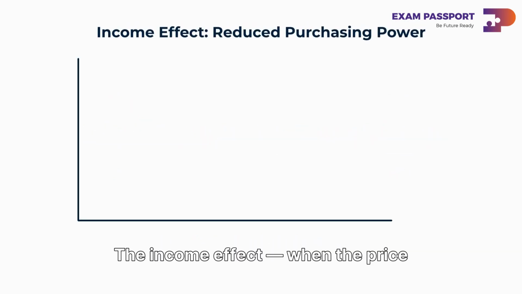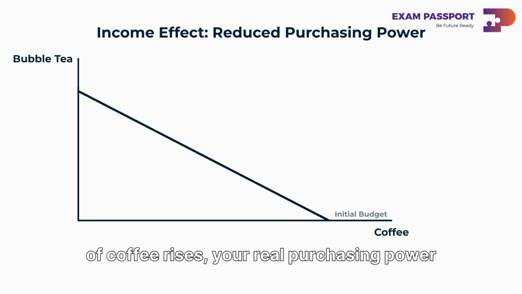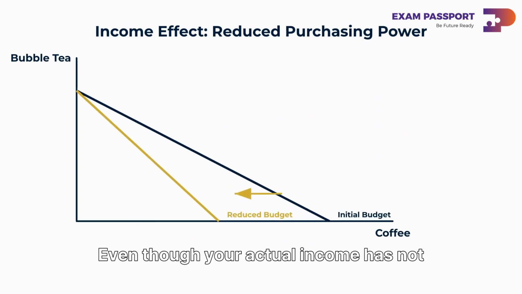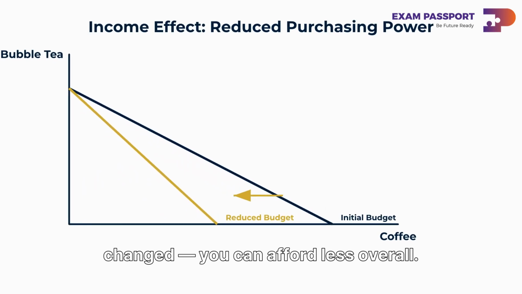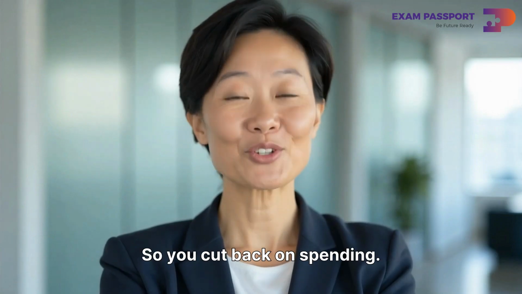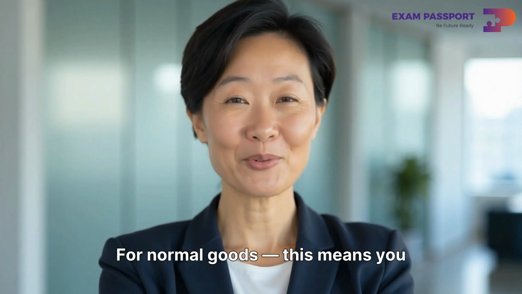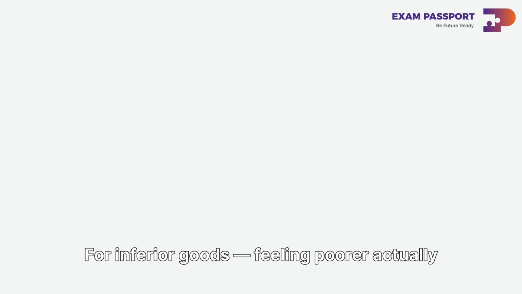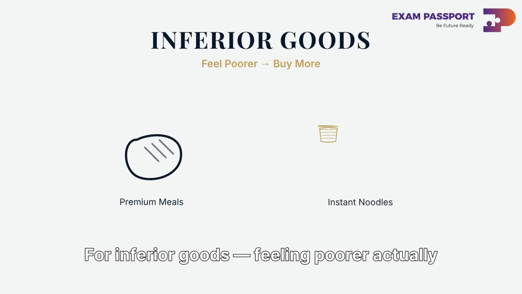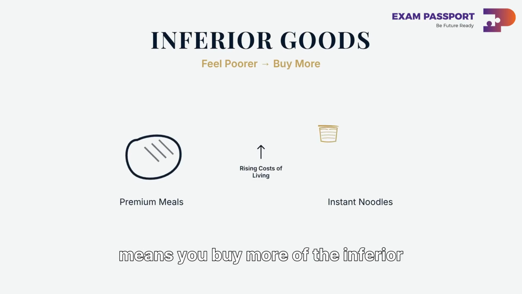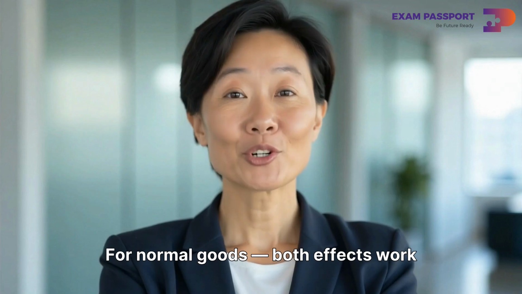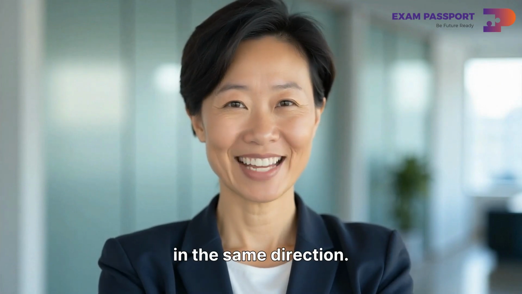The income effect: when the price of coffee rises, your real purchasing power falls. Even though your actual income has not changed, you can afford less overall. You feel poorer, so you cut back on spending. For normal goods, this means you buy less of both goods when price rises. For inferior goods, feeling poorer actually means you buy more of the inferior good, because you can no longer afford the better alternative.